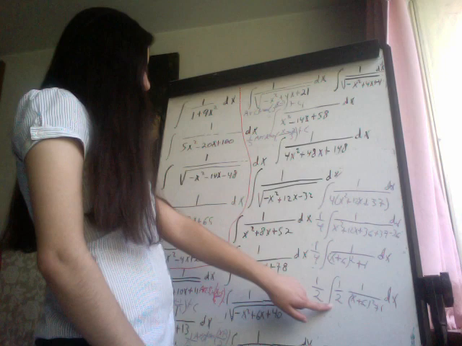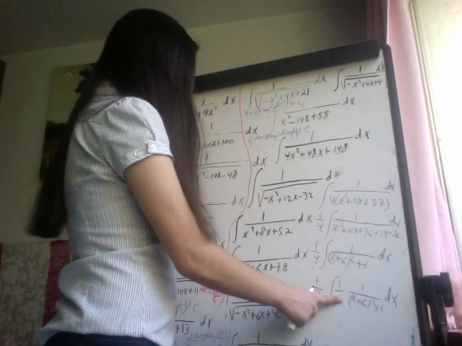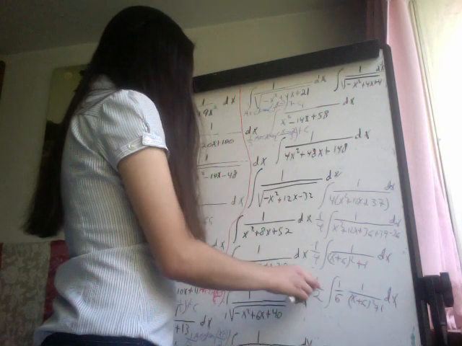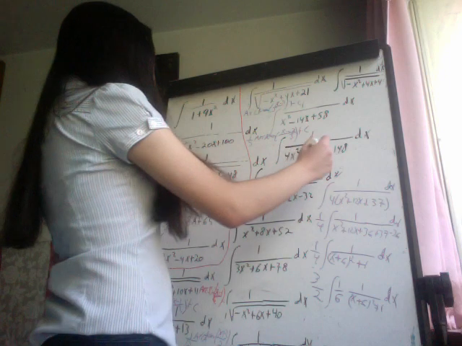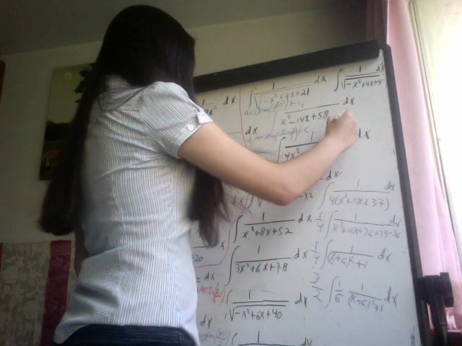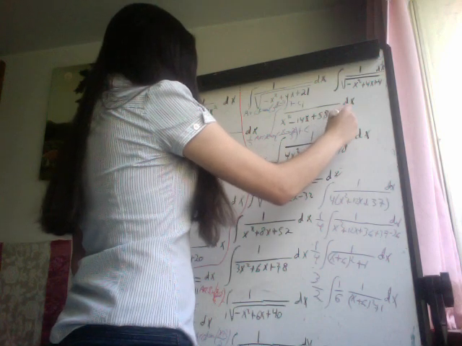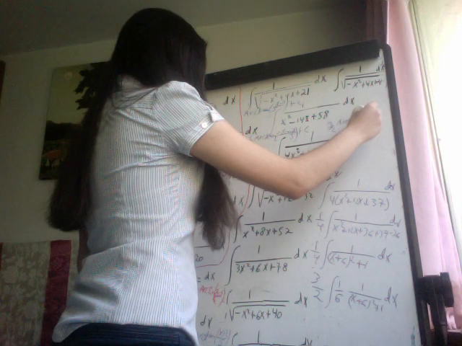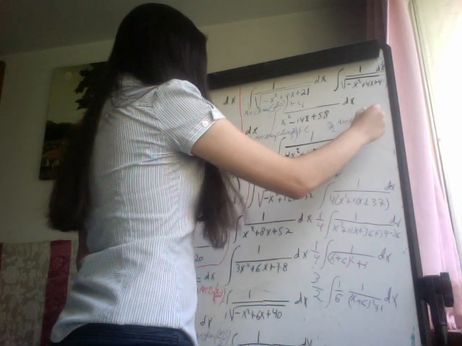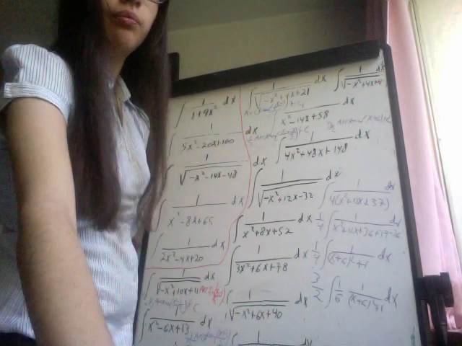But here I don't want a 1/2, I want a 1 over 6. So if I put here 1 over 6, I need to multiply here by 3. So this would be 3 halves of arctangent of (x plus 6) plus c. So right now let's do the other one.